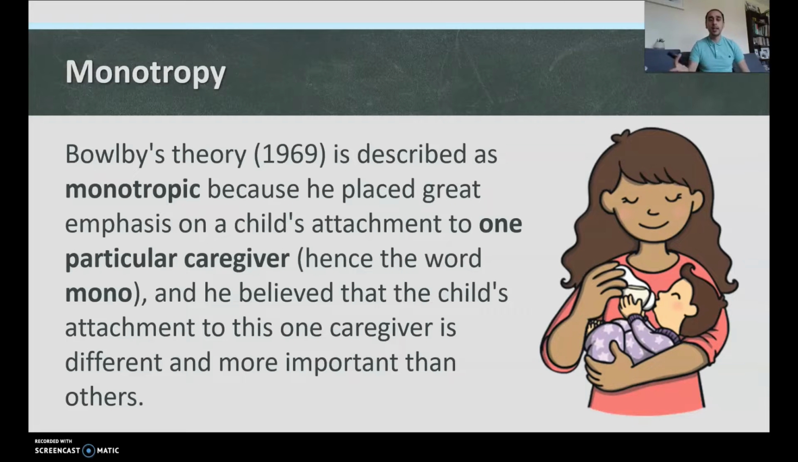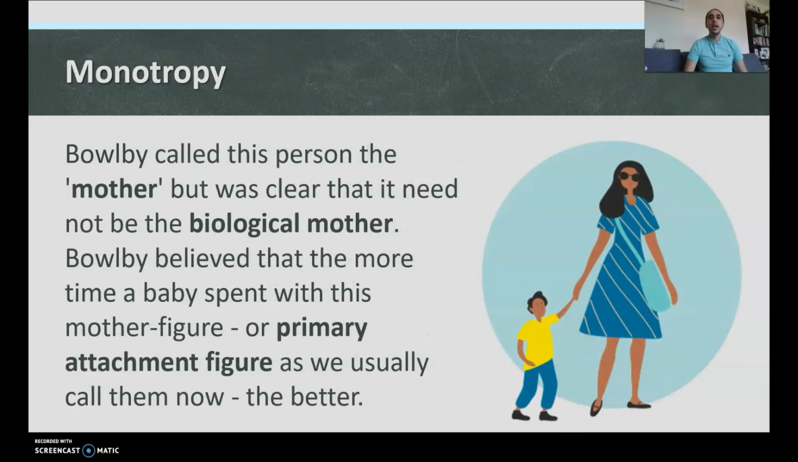And who is it likely to be? Who is likely to be a child's primary attachment figure, your monotropic attachment? It's likely to be the mother, first of all. Bowlby called this person the mother, but was clear that it need not be the biological mother.